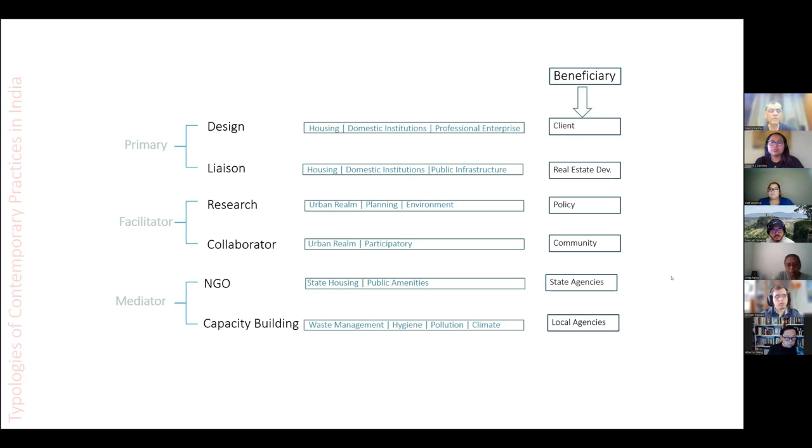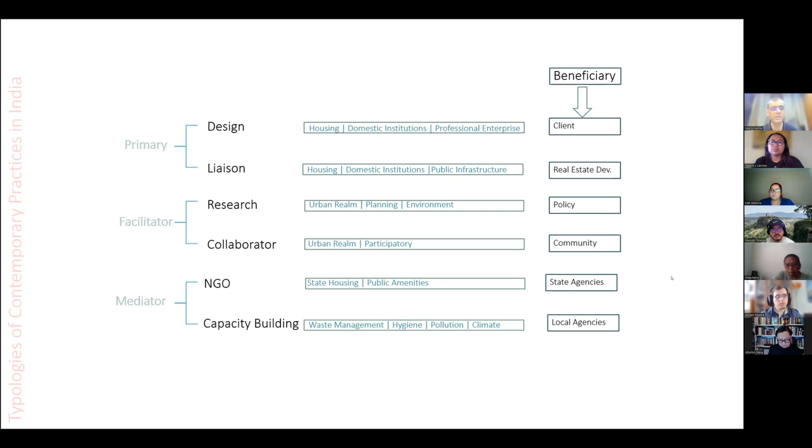And there is a role which is adopted by several firms known as mediator, largely non-government organizations, NGOs, and capacity building practices, looking at state housing, public amenities, waste management, hygiene, pollution, climate change.